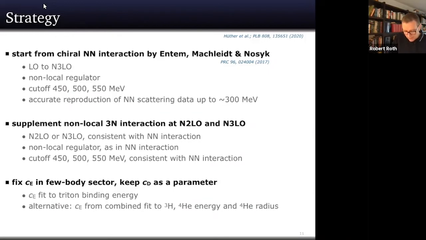The second parameter, however, we do something different than in the past. Typically, you would also try to determine that in few-body systems, maybe with some beta decay half-life of the triton, that was done, or with properties of helium-4. For now, we keep it as a parameter. So essentially, we construct a whole family of interactions for each order with different CD parameters. And the CE for each CD is always fixed to reproduce the triton binding energy.